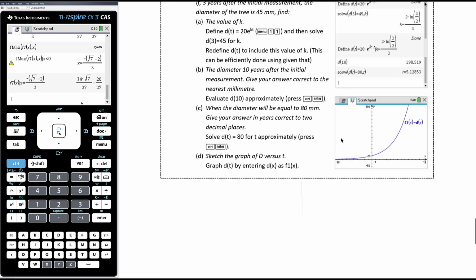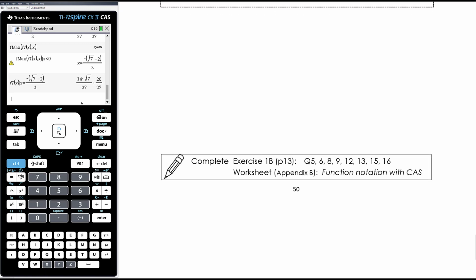So there's two elements to what I'd like you to work on today: some questions from exercise 1b, reviewing function notation, and then a worksheet which is in Appendix B of your booklet, which is function notation using your CAS. It's a series of problems that I want you to solve using your CAS, and try and play around with defining a function and effectively using that function definition to efficiently answer the questions using your CAS.